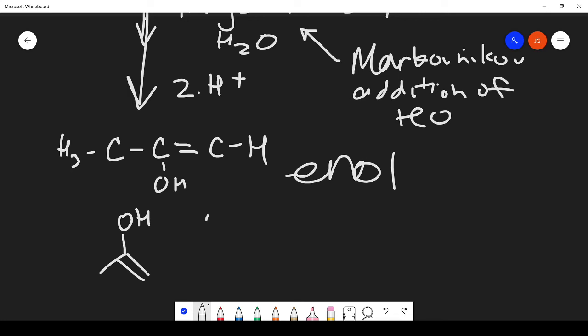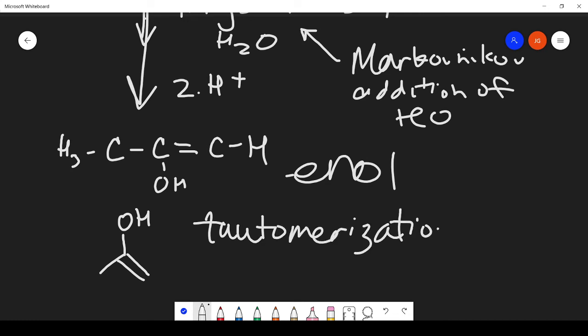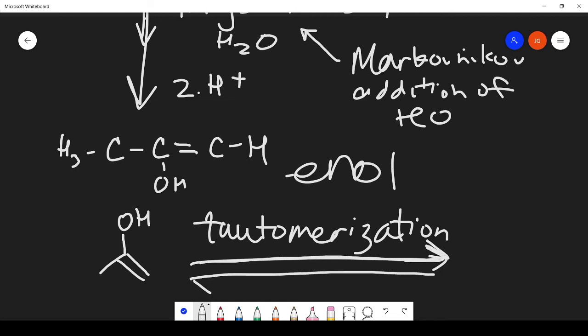And it's going to do something called tautomerization. It's a reaction that's in equilibrium, so it can go back and forth, but it's going to heavily be favored in the forward direction. All this is really doing is moving where the double bond is. So instead of a carbon-carbon double bond, it forms a carbon-oxygen double bond.